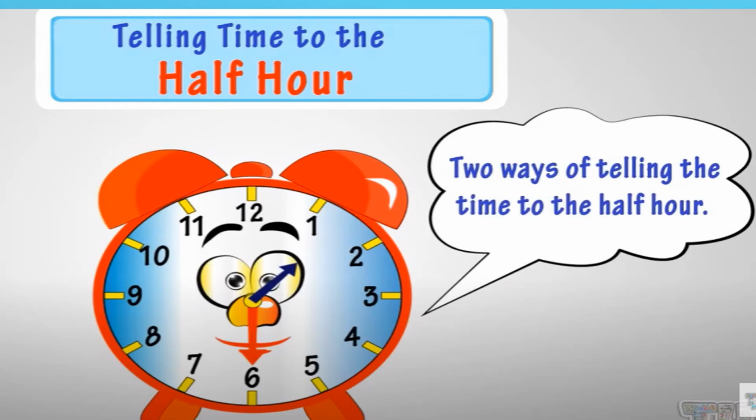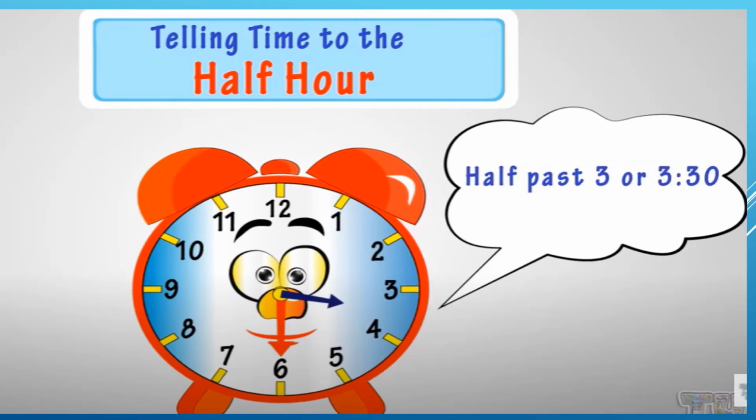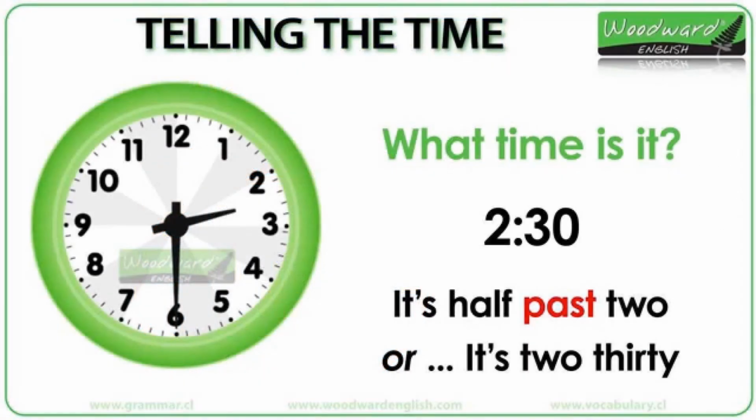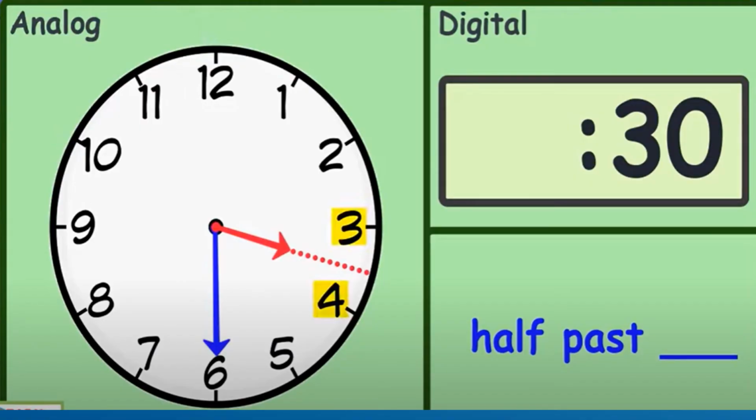So you learnt two ways of telling the time to tell the half hour. One in words and one digitally. In this clock, the time is half past 3 or 3:30. This clock shows time half past 2 or 2:30. Let's take a quiz now. What is the time shown by this clock? Half past 3 or 3:30?